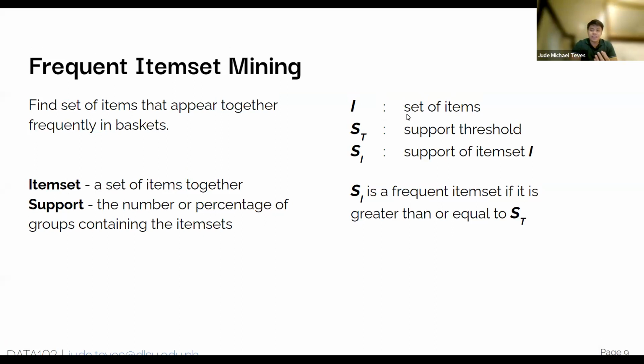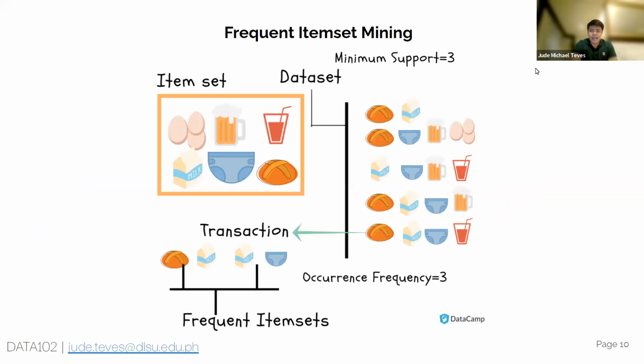So we say that it is a frequent item set if its support is greater than or equal to the support threshold. And we will be showing examples of that. So for example, you have the following data. You have the following items in your data set. You have an egg, beer, a juice, a milk, a diaper, and bread.